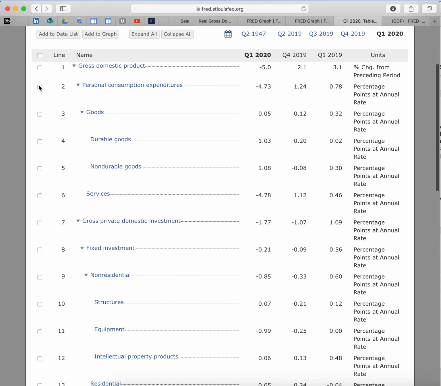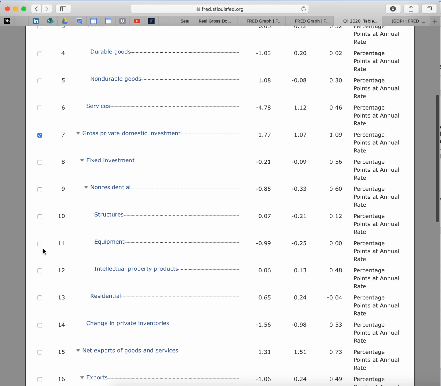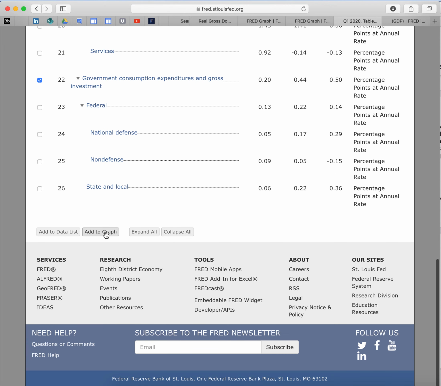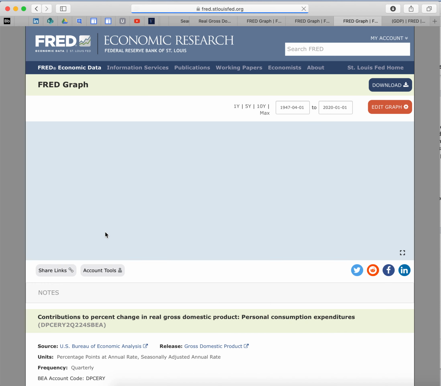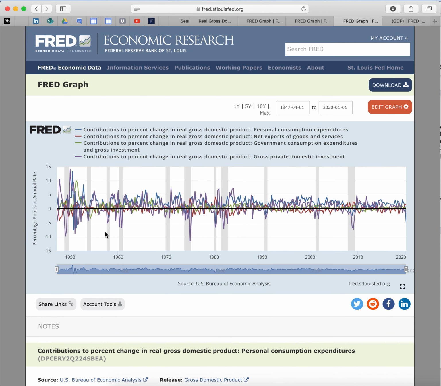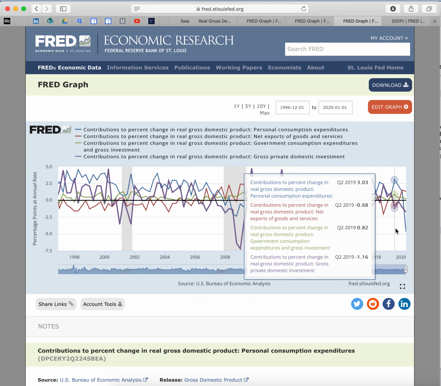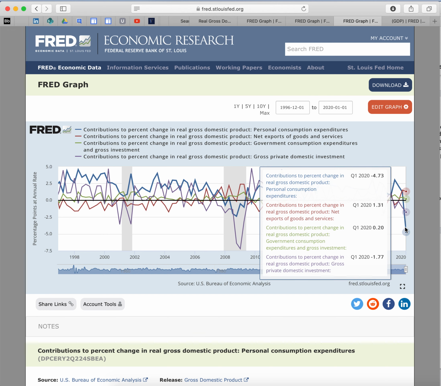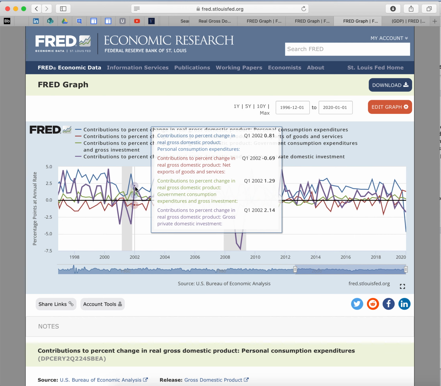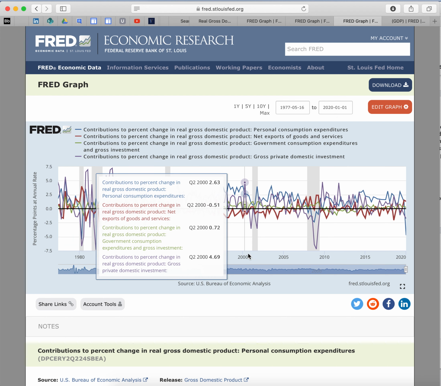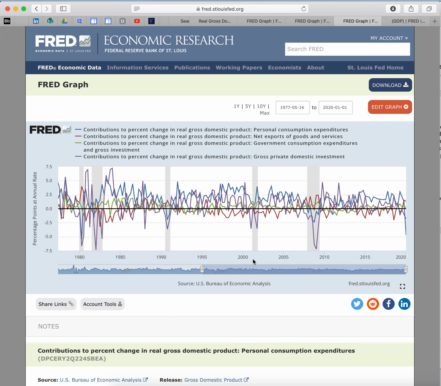Typically across the business cycle, I'm going to select each of these main categories again. I know it looks really noisy, so let's just clean it up a little bit. Rarely is consumption the main driver of the decline. Notice this blue line rarely ever falls. In the 2001 recession, it stayed positive. Go back even further, rarely does it go down. The main driver of the business cycles is almost always investment.